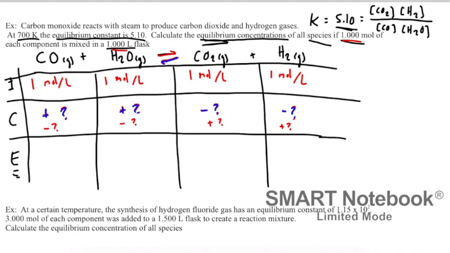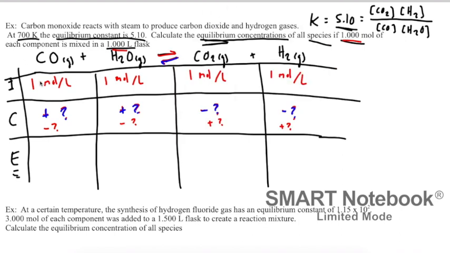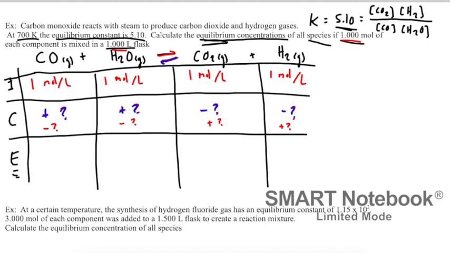Well, what can I do to figure that out? What I need to do is recognize that initially I'm not at equilibrium. So I could take the time to calculate a Q value for these initial amounts. And remember, Q is the exact same equation, but we're just not necessarily at equilibrium.